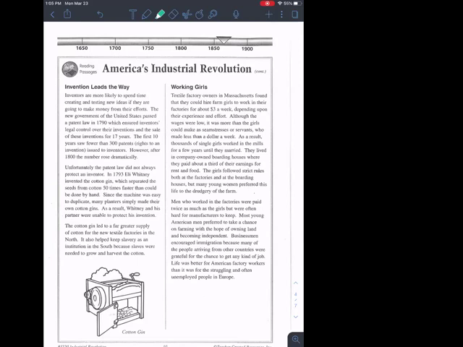Unfortunately, the patent law did not always protect an inventor. In 1793, Eli Whitney invented the cotton gin, which separated the seeds from cotton 50 times faster than could be done by hand. Since the machine was easy to duplicate or copy, many planters simply made their own cotton gins. As a result, Whitney and his partner were unable to protect his invention. The cotton gin led to a far greater supply of cotton for the new textile factories in the North. It also helped keep slavery as an institution in the South because slaves were needed to grow and harvest the cotton.